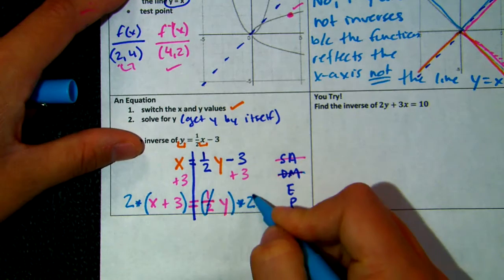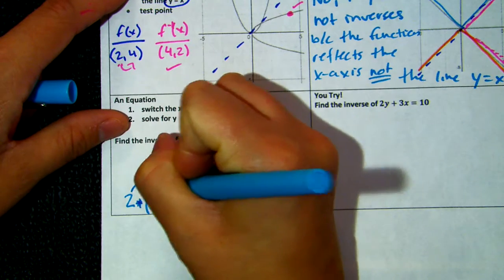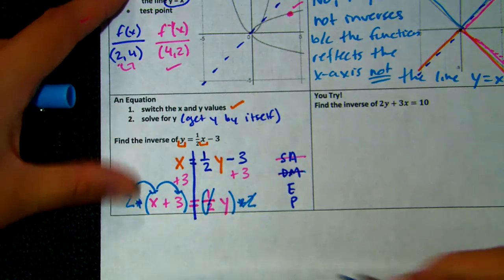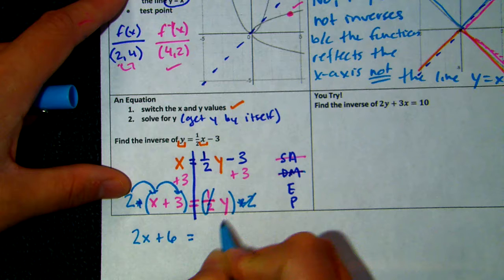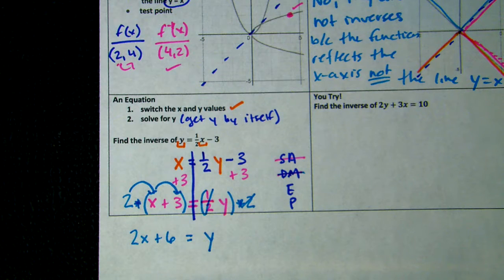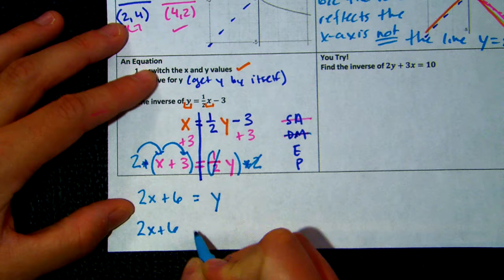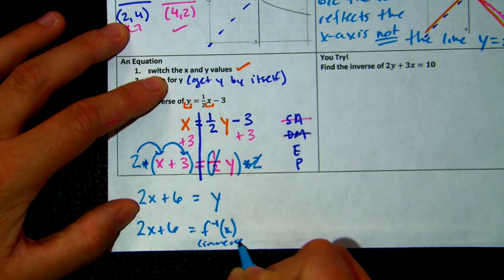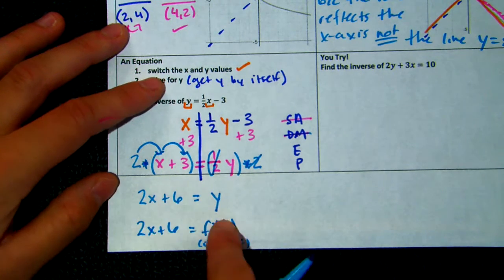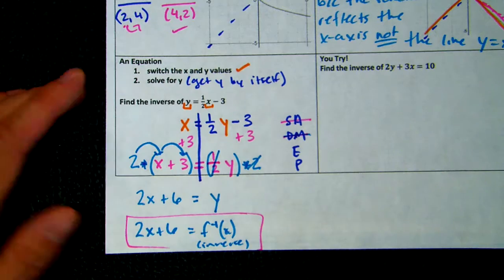1/2 times 2 will cancel out. And then here, when I've got a number on the outside of parentheses, I need to distribute into the parentheses. So this becomes 2x plus 6 is equal to y. And now y is totally by itself. I know that that is my inverse. So I always write it in the correct notation of 2x plus 6 equals f to the negative 1 of x. Remember, this notation again just means inverse. So that tells me that this equation is the inverse of the function I was given. So that would be my final answer.